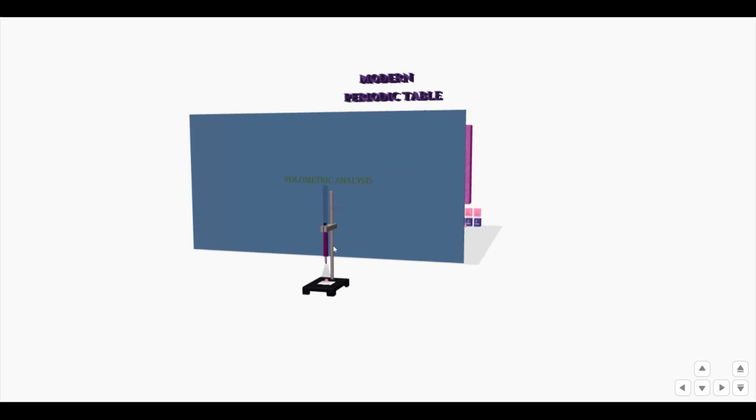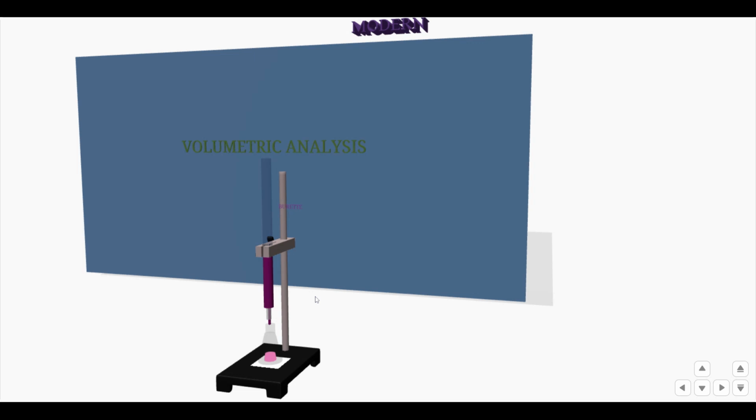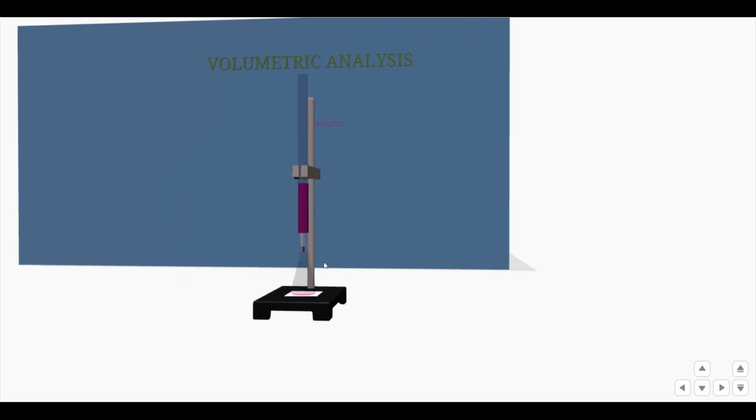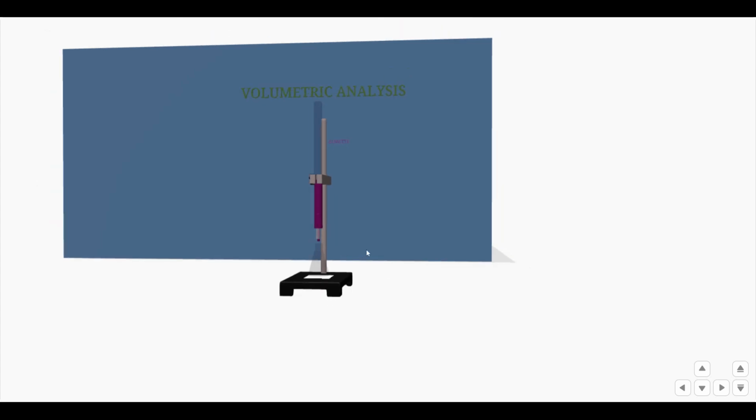Now you can see, with the sound, the animation is going on here. You can see the conical flask rotating, and drop by drop the chemical from the burette is dripping down inside the conical flask, and it is showing the animation. So this is regarding volumetric analysis.